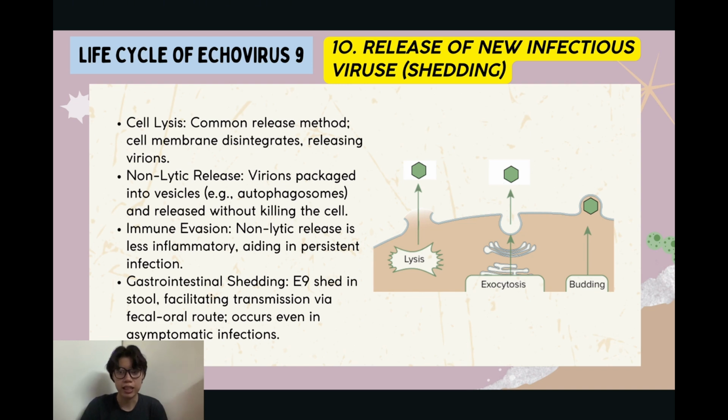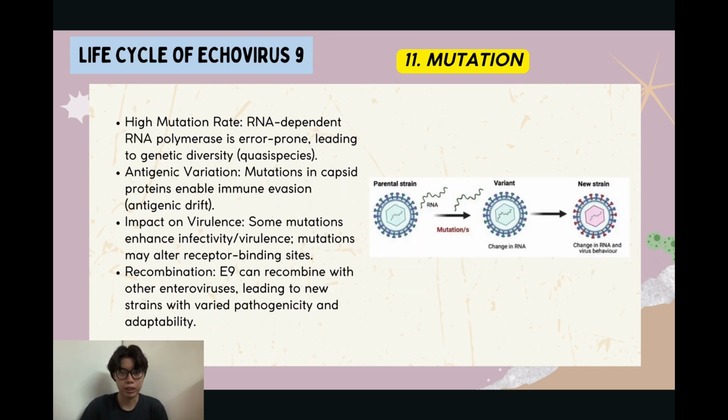Additionally, E9 is shed in large amounts in stool, making the gastrointestinal tract a significant site of replication and transmission, especially through the fecal-oral route. This shedding can occur even during asymptomatic infections, contributing to the virus's persistence in the environment and its potential to cause outbreaks. Next, we have mutation.